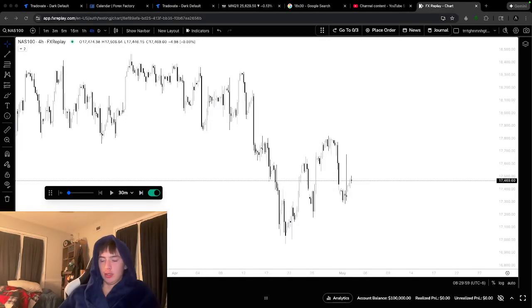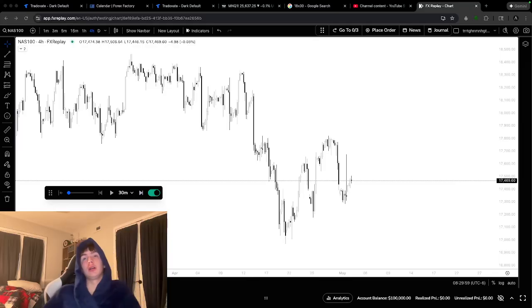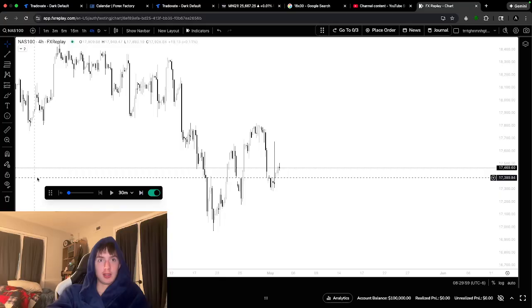Today we're going to be going over how to find a bias for the day and how to get entries. Basically, a quick explanation of the strategy on how to get entries using, I don't have a name for it yet, the 5 minute fair value gap liquidity Fibonacci low volume node strategy. Anyway, this is on FX Replay.